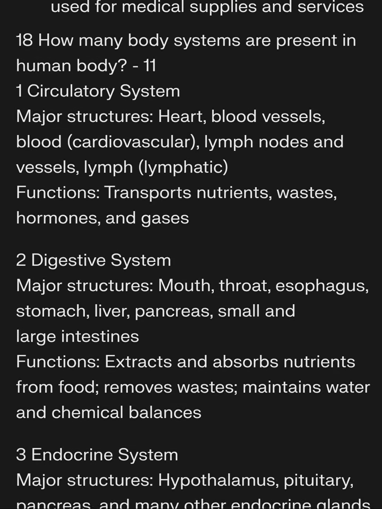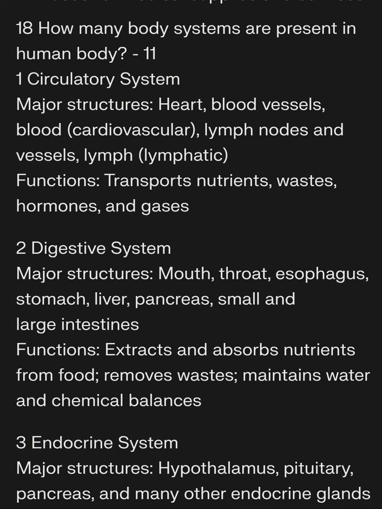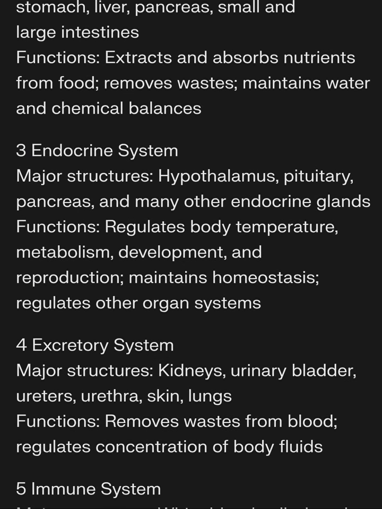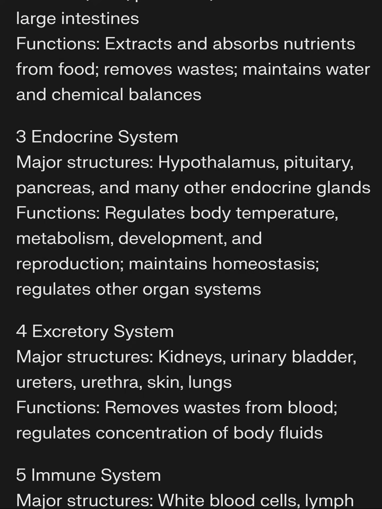1. Circulatory system. Major structures: heart, blood vessels, blood, cardiovascular, lymph nodes and vessels, lymph, lymphatic. Functions: transports nutrients, wastes, hormones, and gases. 2. Digestive system. Major structures: mouth, throat, esophagus, stomach, liver, pancreas, small and large intestines. Functions: extracts and absorbs nutrients from food, removes wastes, maintains water and chemical balances.